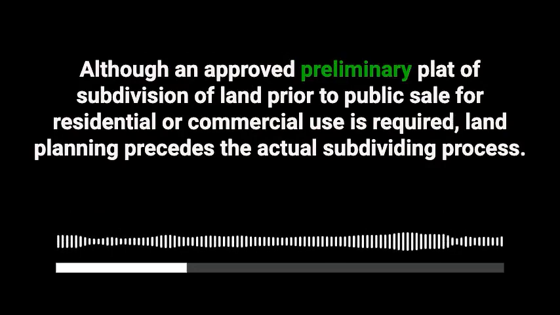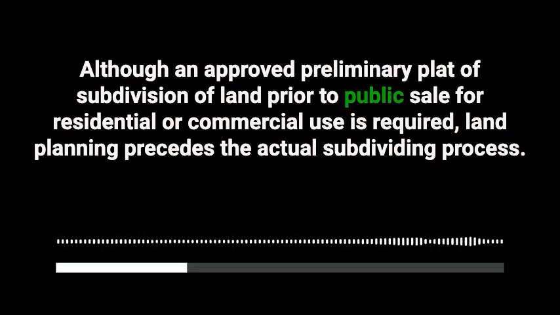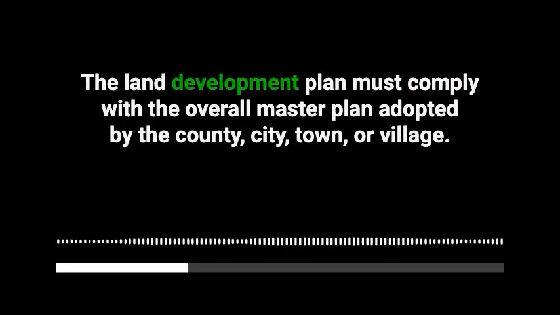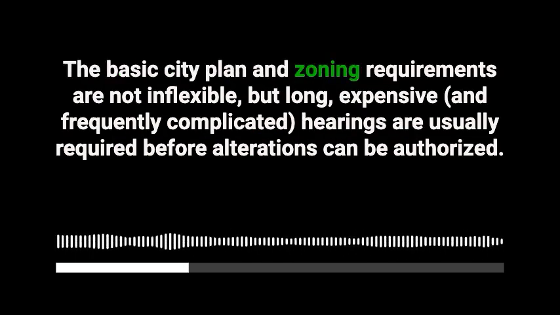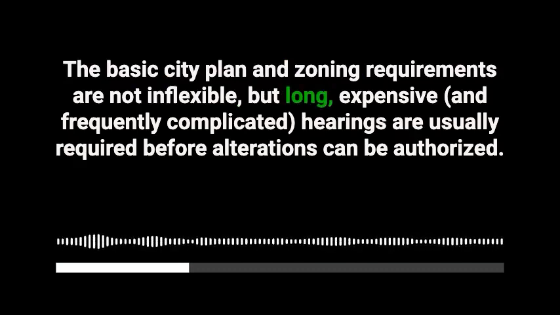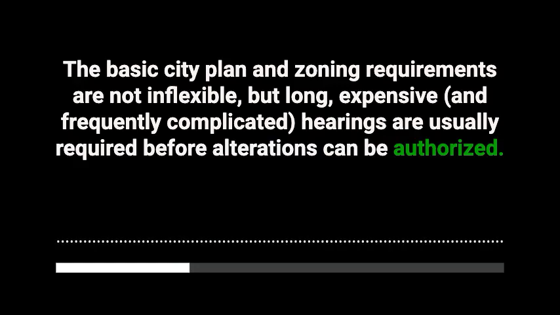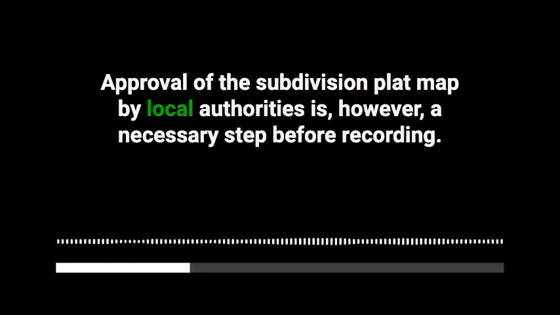Although an approved preliminary plat of subdivision of land prior to public sale for residential or commercial use is required, land planning precedes the actual subdividing process. A land development plan must comply with the overall master plan adopted by the county, city, town, or village. The basic city plan and zoning requirements are not inflexible, but long, expensive hearings are usually required before alterations can be authorized. Approval of the subdivision plat map by local authorities is, however, a necessary step before recording. Actual transfer of title cannot occur until the final plat has been recorded.